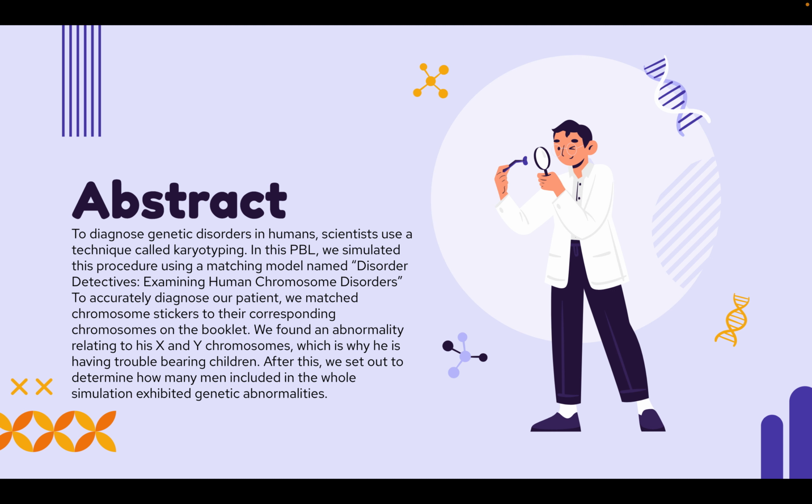To diagnose genetic disorders in humans, scientists use a technique called karyotyping. In this PBL, we simulated this procedure by using a matching model named Disorder Detectives, examining human chromosome disorders. To accurately diagnose our patient, we match chromosome stickers to the corresponding chromosomes on the booklet. We found an abnormality relating to his X and Y chromosomes, which is why he's having trouble bearing children.